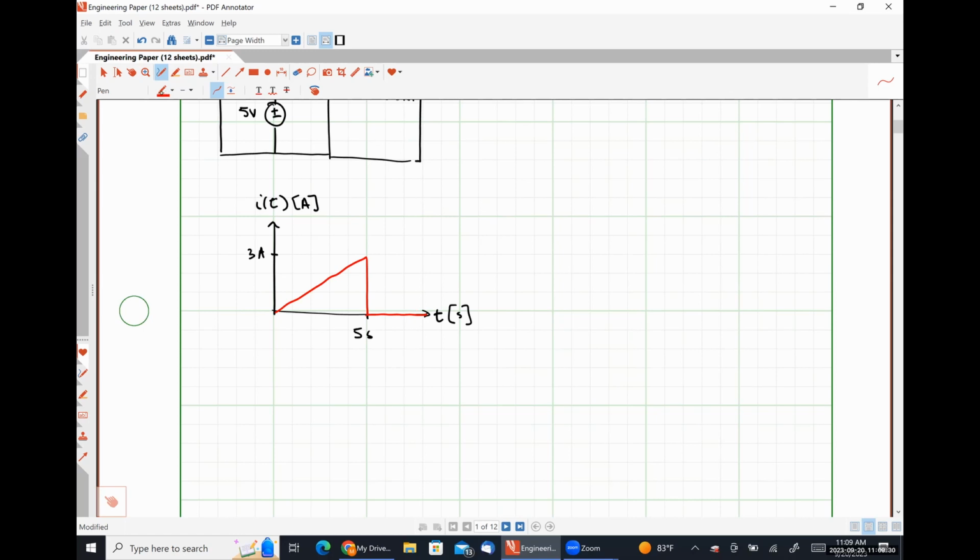So what does this section of the line look like as a function? Y is equal to mx plus b format. We just have a simple straight line here, right? The intercept is 0. So what's the slope? 3/5, okay? So I would argue that it looks like 0.6 t.